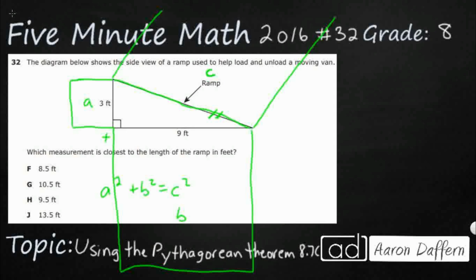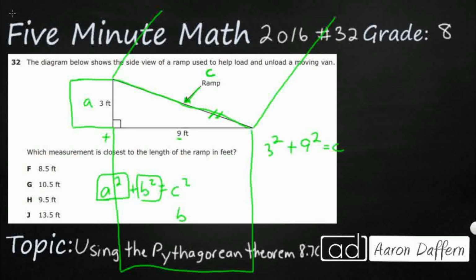All right, well, let's just plug in our numbers to our formula. So a is 3, right? So we'll do 3 squared. It's going to take the place of that right there. Plus b is 9. So we'll call that 9 squared. Equals c squared. We don't know what c is. That's what we're looking for. That's our c right there.